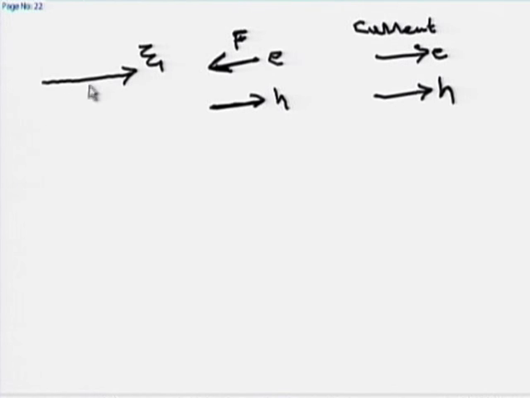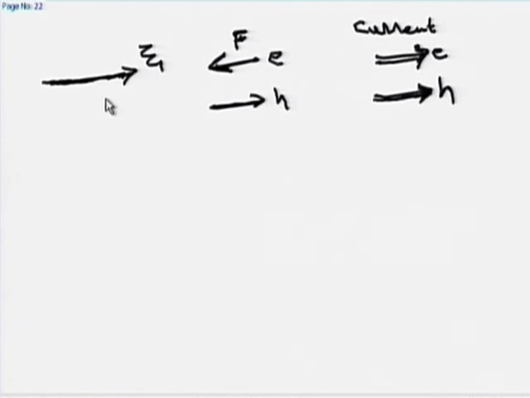Okay, eventually what is happening? The direction of the electron current is in the same direction as the electric field. The direction of the hole current is in the same direction as the electric field. So both electron current and hole current move in the same direction as the electric field. Clear? Now look at the diffusion current. So this was the drift.